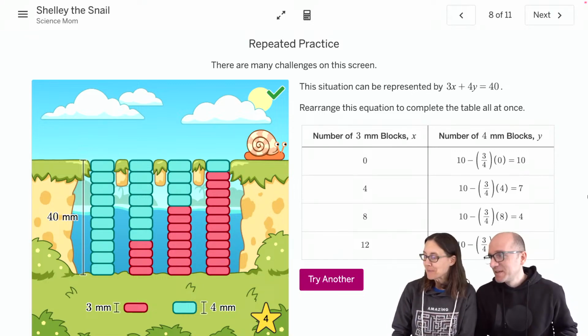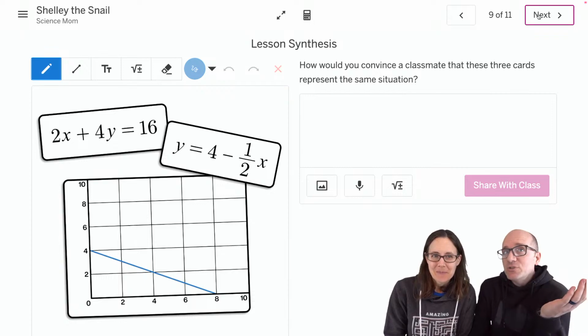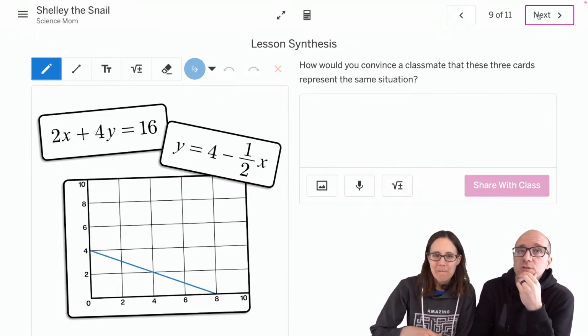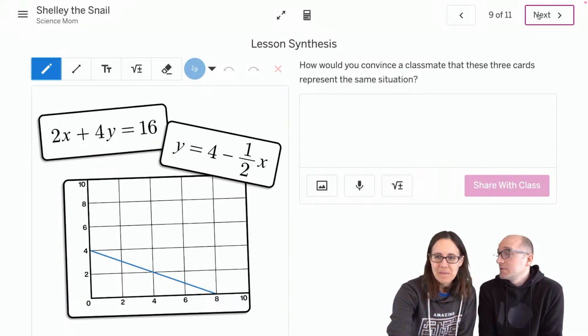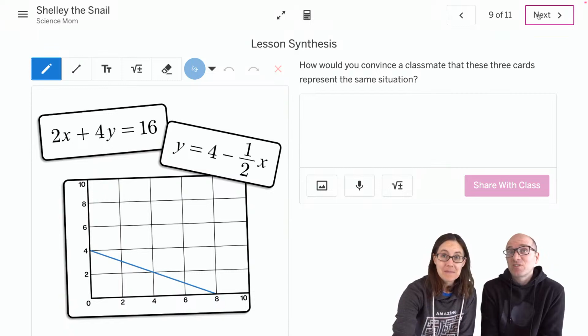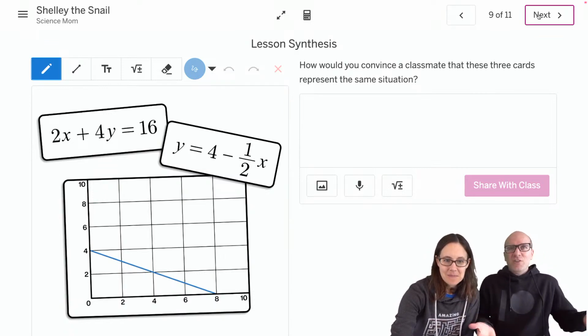All right, for the lesson synthesis, how would you convince a classmate that these 3 cards represent the same situation? So on screen number 9, what would you do if you were trying to convince somebody who hadn't seen this lesson that we actually ended up with the same situation? 2 different equations, right? You look at them, they're very different.